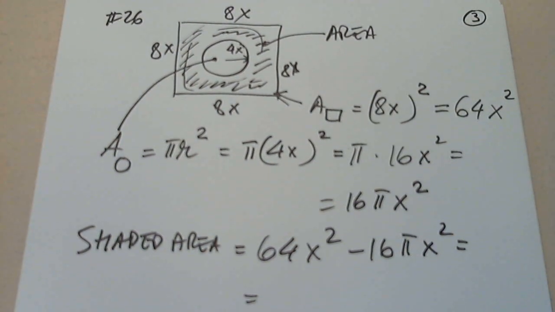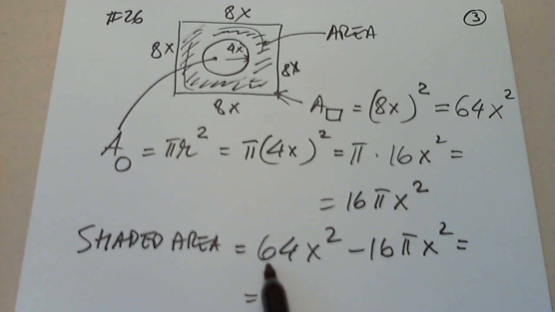They're also asking us to completely factor this. So we have to start with 64 and 16. What is the common factor to these two? Well, 16 times 4 is 64, so 16 will be the greatest common factor of 64 and 16. Pi is not a common factor, but what else is a common factor? What else is a common factor of these two terms?